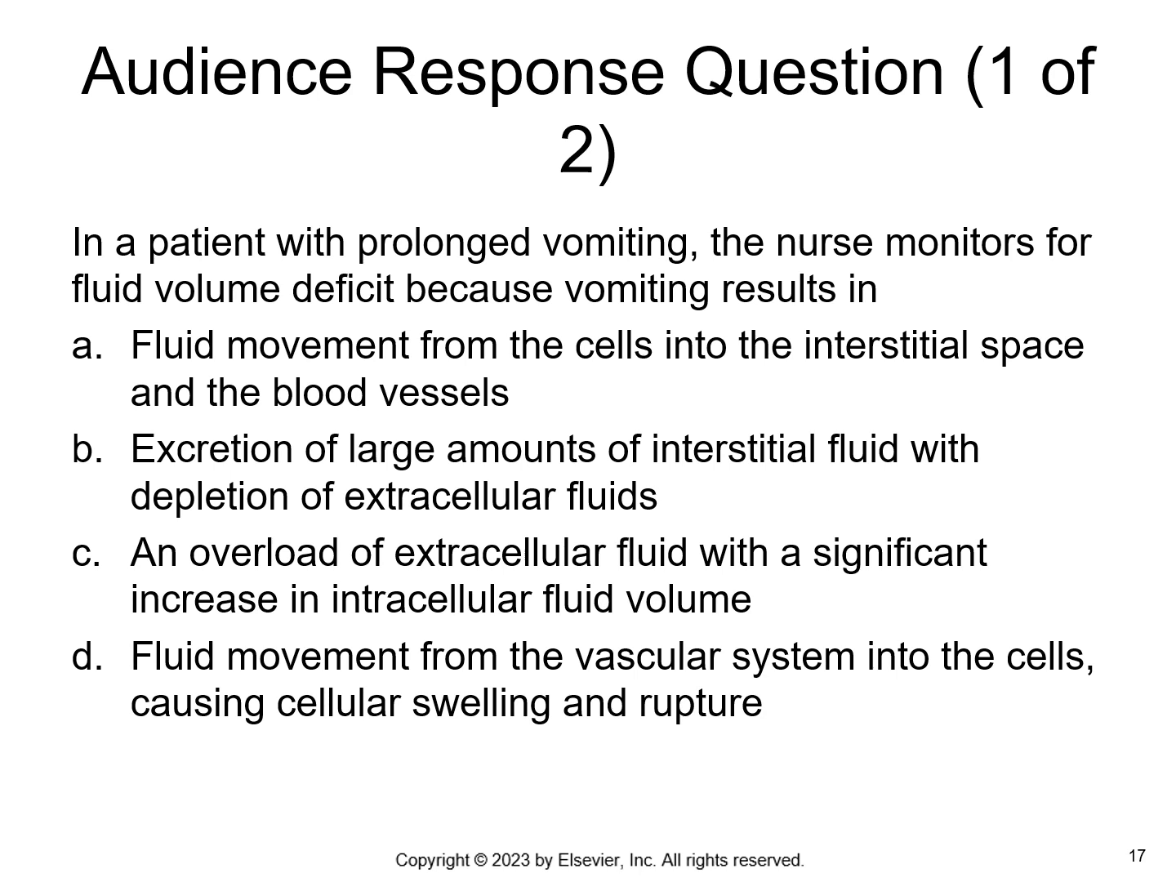So here we have a patient that has prolonged vomiting, and the nurse monitors for fluid volume deficit because vomiting results in what? And the correct answer is the fluid movement from the cells into the interstitial space and blood vessels. Fluid volume deficit occurs when there is a loss of both sodium and water. Intracellular fluid moves into the interstitial spaces and the blood vessels. So the correct answer there is A.